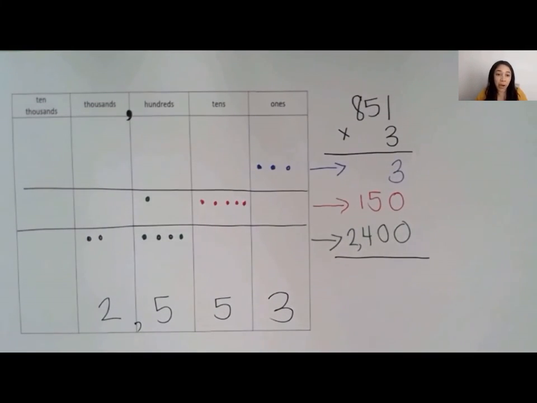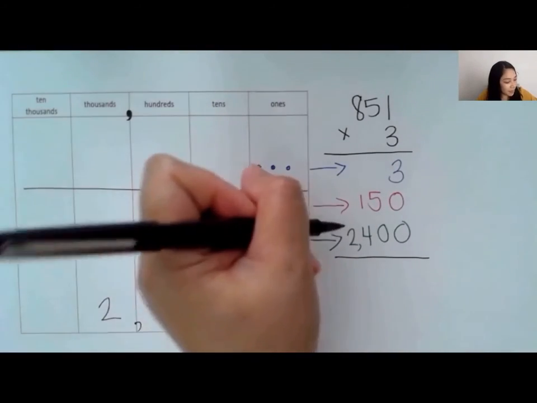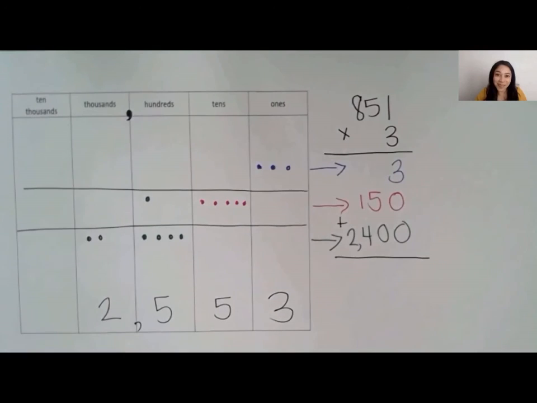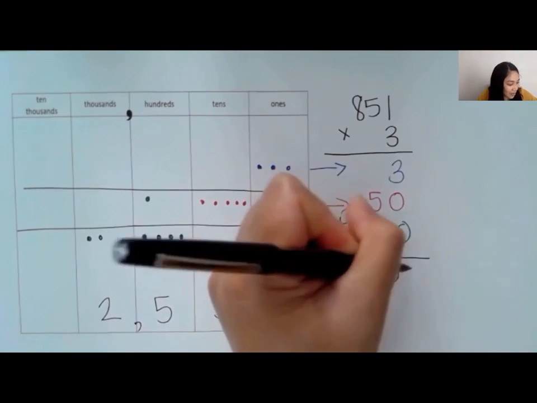Let's return back to the problem. We'll add all the numbers that we wrote in the problem. What's the sum? 2,553.